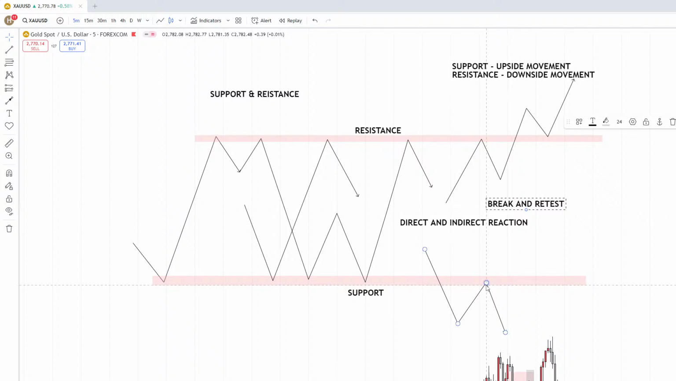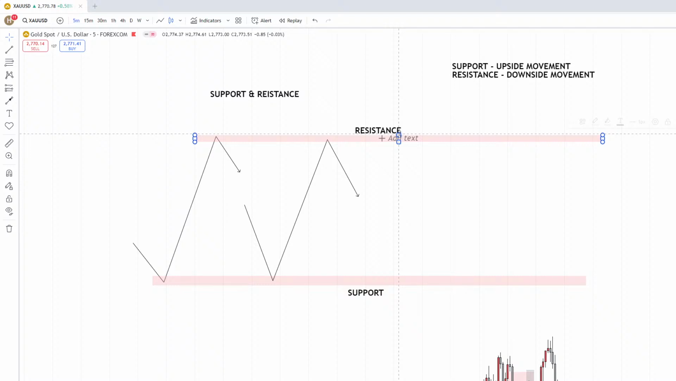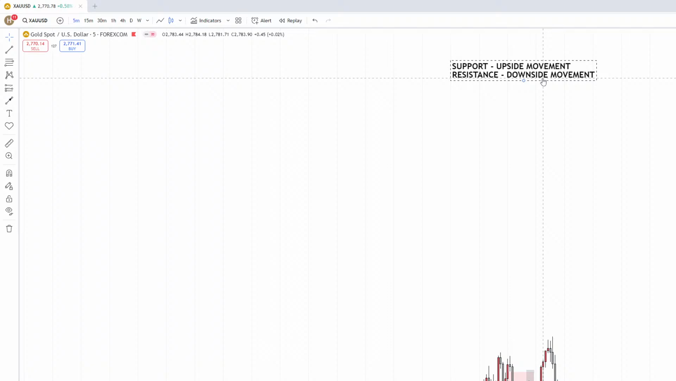So let's go to the chart. Let me give you some practical examples of how to locate your support and your resistance and how to spot your direct or your indirect reaction. For you to spot an indirect or a direct reaction, that's when candlestick confirmation comes in.